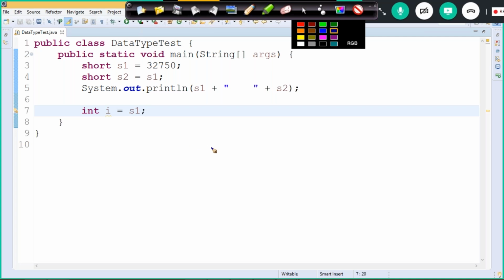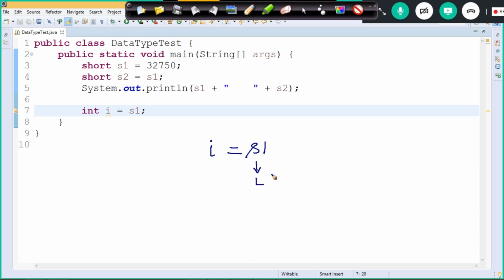Sure. When I say I equal to s1, I is at the left side and s1 is at the right side, right? The data type of s1 is short. What is there on the left side? The left side is I. What is the data type of I? The data type of I is integer.